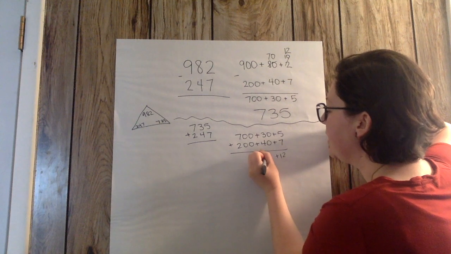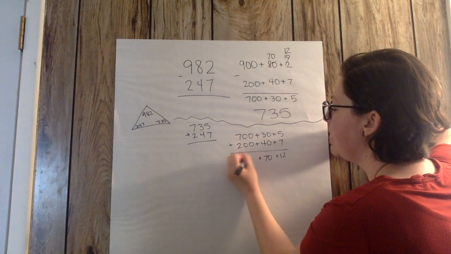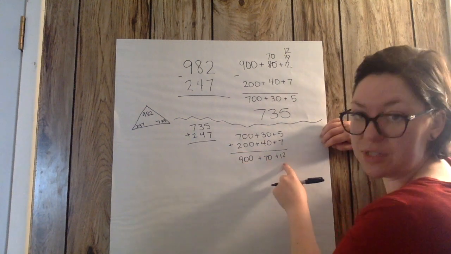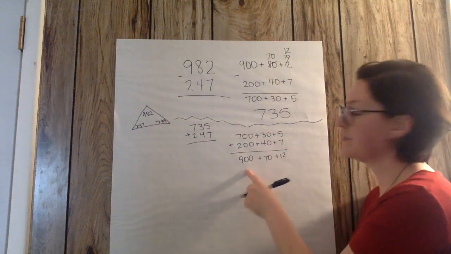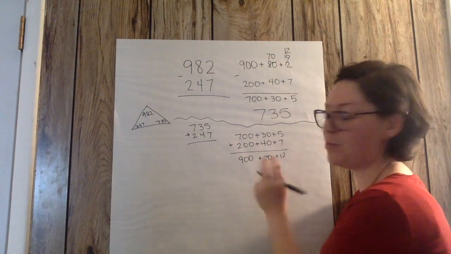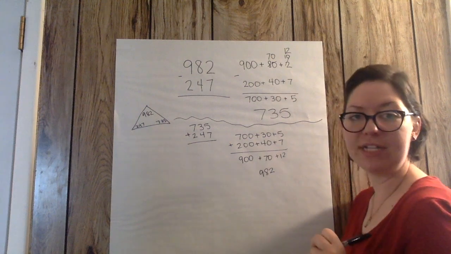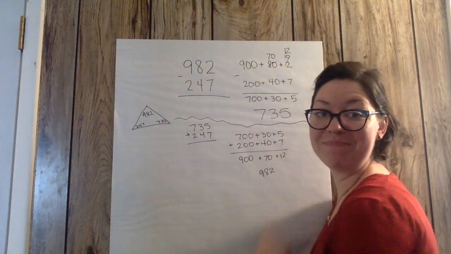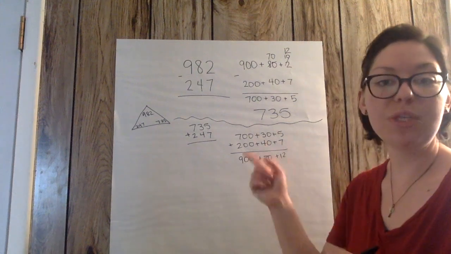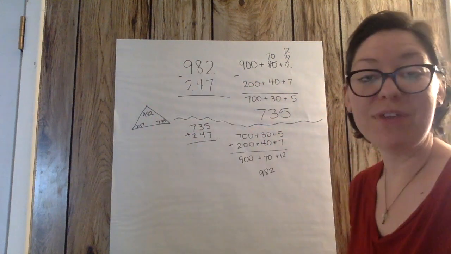30 plus 40 is 70. 700 plus 200 is 900. So now what you do, you go 900 plus 70 plus 12. 900, we already have that, but let's do 70 plus 12. We'll start there. 70 plus 12 is 82, and then just add the 9, 982. Did it get us our top number? It did, so it worked out. How cool is that? So this is showing you the relationship between subtraction and addition. This is a fact family, and we found the right answer.